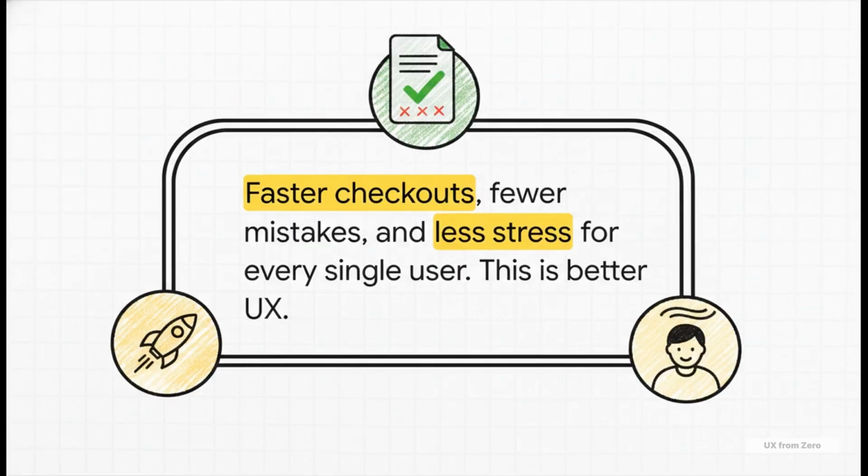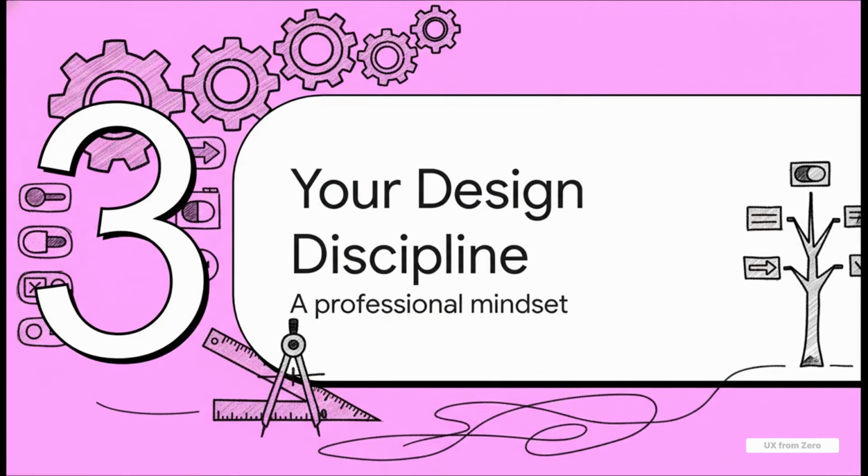So what's the actual result here? It's not just about a badge that says accessible. It's about real business and user outcomes. Checkouts get faster. People make fewer mistakes, which means less frustration and fewer support calls. And the whole thing is just way less stressful for every single person who uses it. That's a huge win.